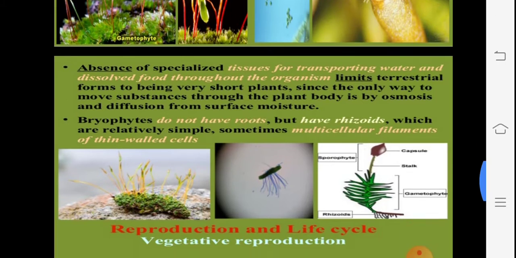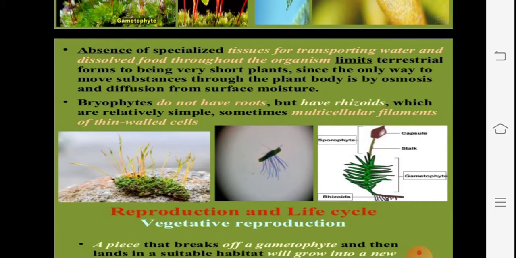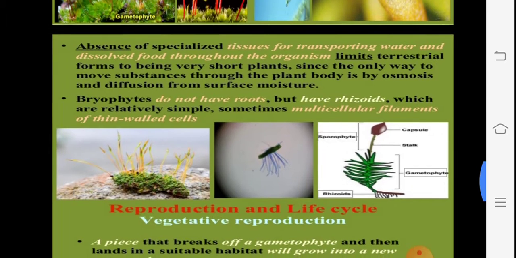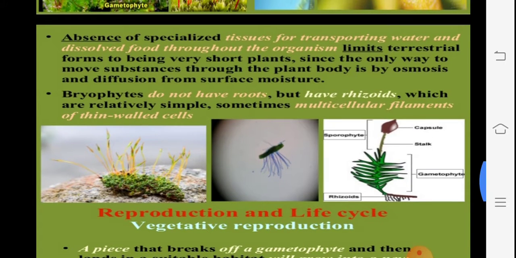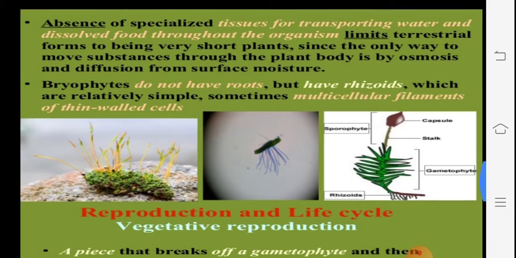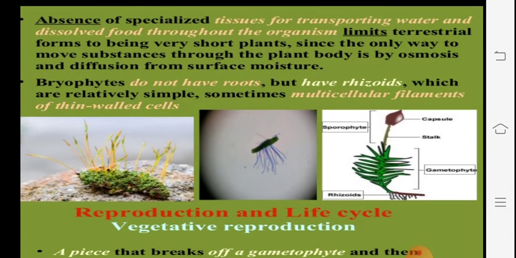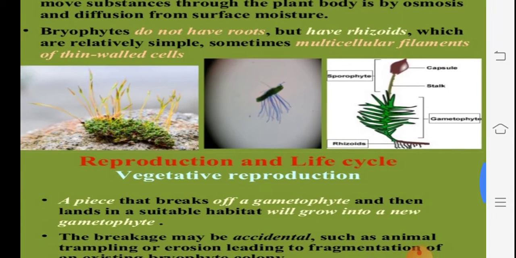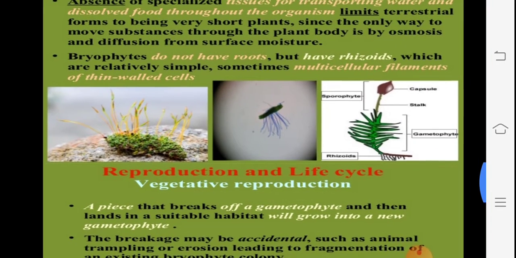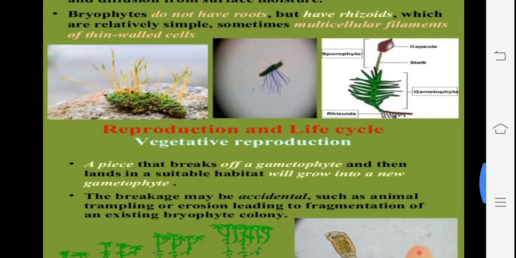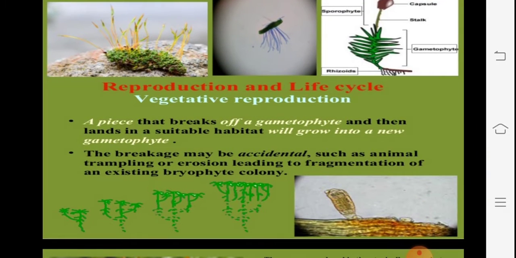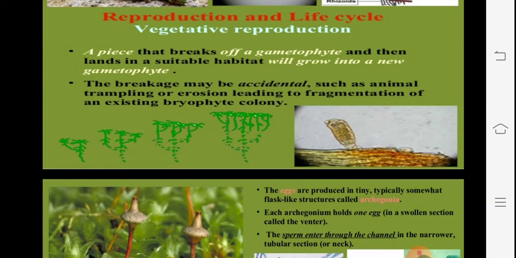And they show germination. Specialized structures are absent, but specifically by osmosis and diffusion, the surface moisture keeps them alive. And after the light intensity and temperature increase, the natural capsule dehiscence takes place. So humidity is the main factor.